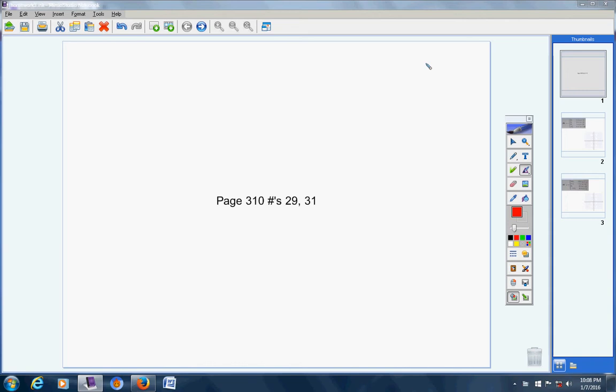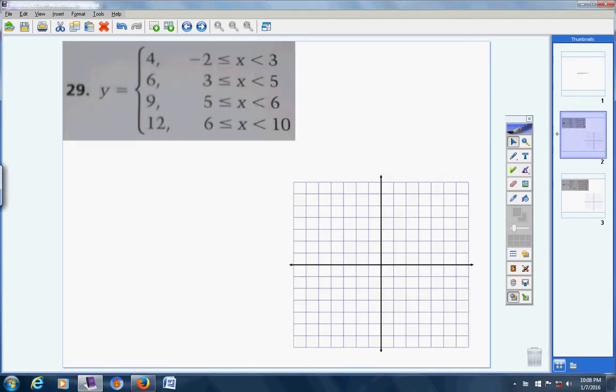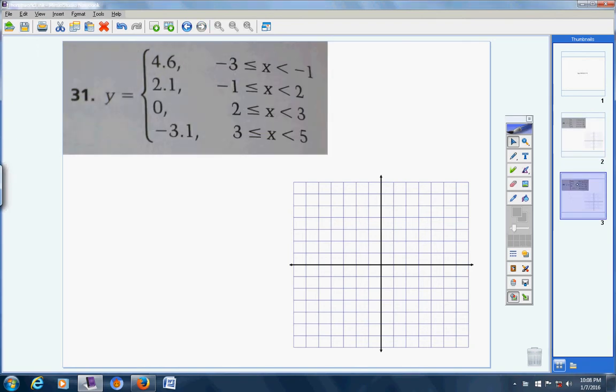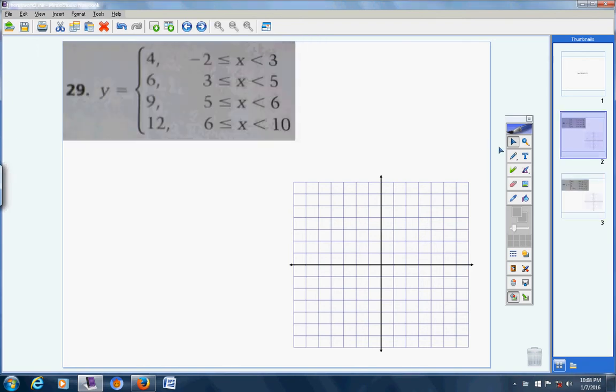Let's jump into this right away. Okay, here we go. Let's graph numbers 29 and 31. We're going to graph both of those. So let's graph number 29 first. Well, first of all, we have a piecewise function that's going to be a step function.